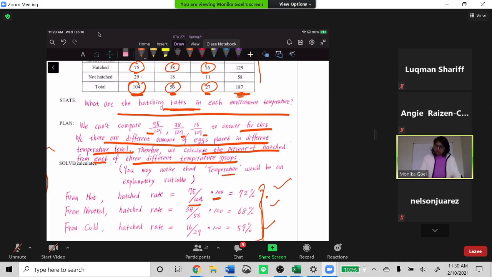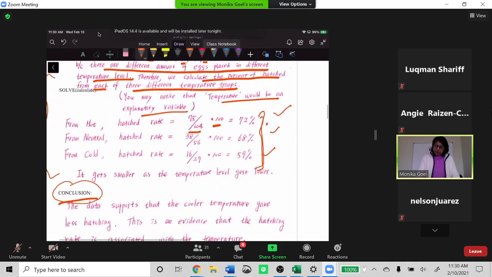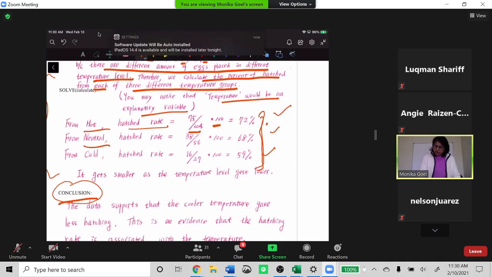You may notice that temperature would be an explanatory variable, right? Because we are looking at how the hatching changes with the temperature. If my temperature is hot, what happened to the egg? Will it hatch or not hatch? So that is my response variable. Hatching eggs are my response variable. And now you can see that for hot, it's 72, for neutral, it's 68, for cold, it's 59. So you can see that as the temperature is going down, your hatching is also going down.